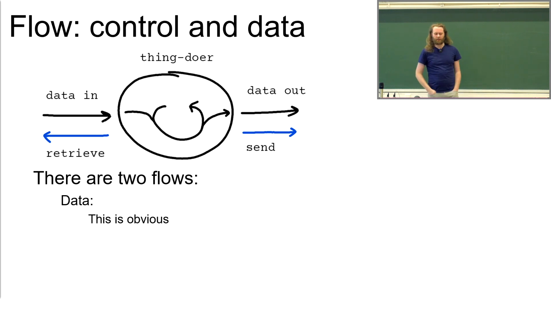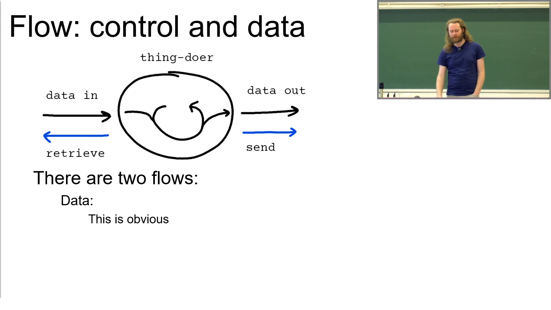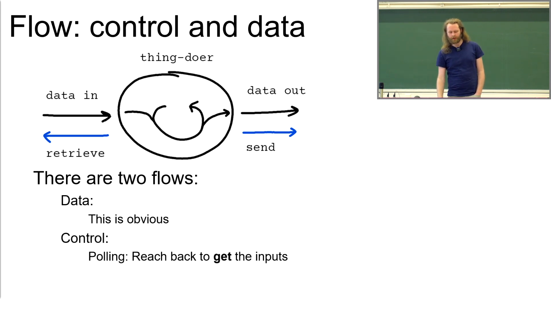Okay, so there are two flows here. We have the data flow, which is pretty simple. It goes from left to right. So data comes in, the data goes out. And then we have the other flow, which is the control flow. So how do we get the data that needs to come in, and how do we produce the data that needs to go out? Like, what exactly is that mechanism? So the data flow, that one's fairly obvious. The control flow is not that obvious, but we have two options here.